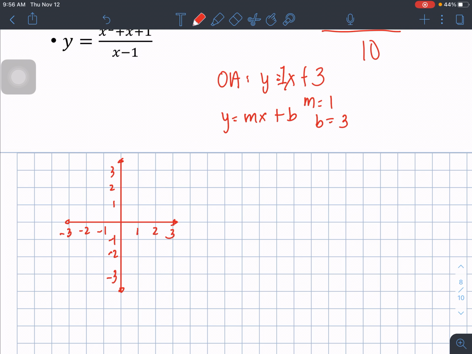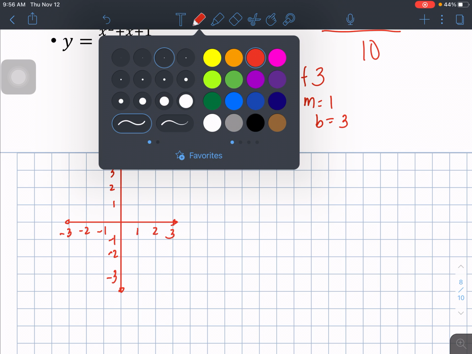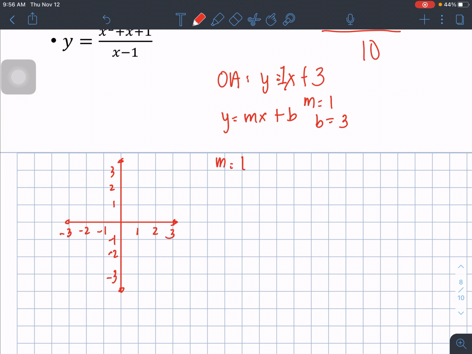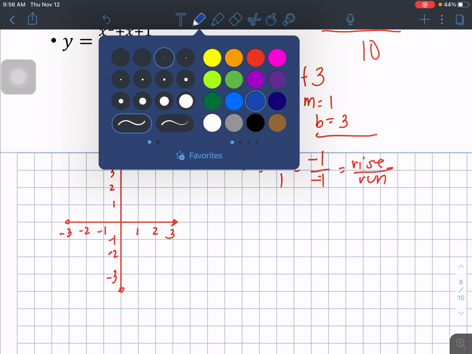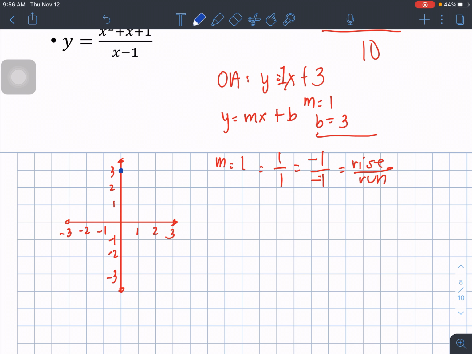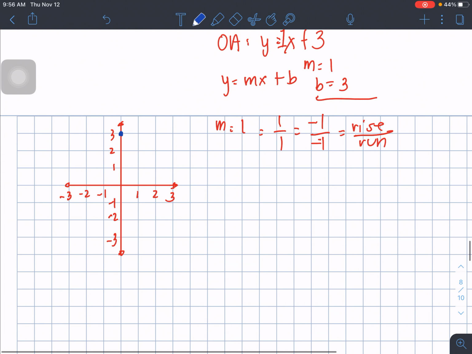Okay, so I would like to plot this point. So m is 1, so it could be 1 over 1, or it could also be negative 1 over negative 1, and this is a rise over run. Okay, so I would like to plot first the y-intercept, which is 3. So this will be the y-intercept. Okay, and the slope is 1 over 1, meaning rise. So we would like to rise positive 1 here, followed by run positive 1, meaning to the right. So this would be the second point.